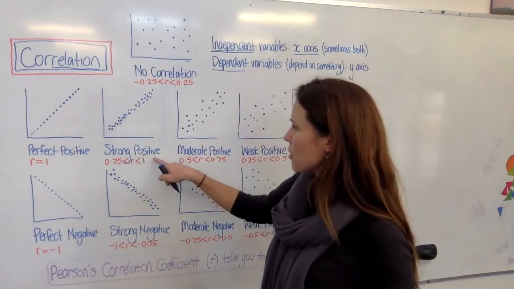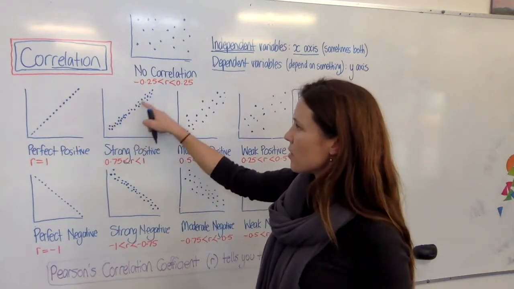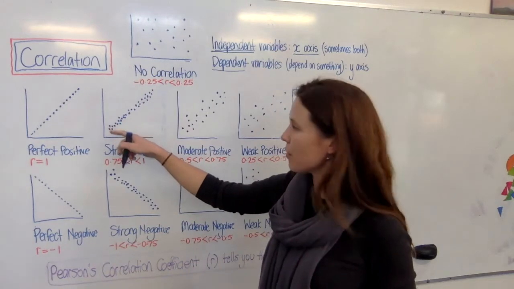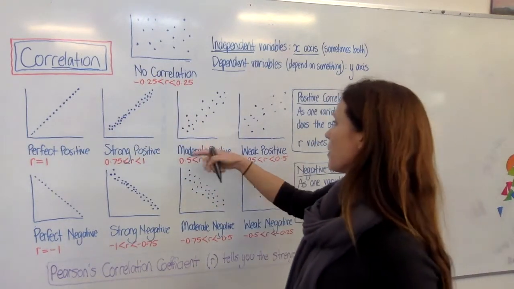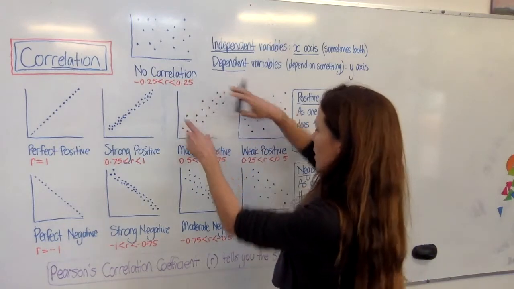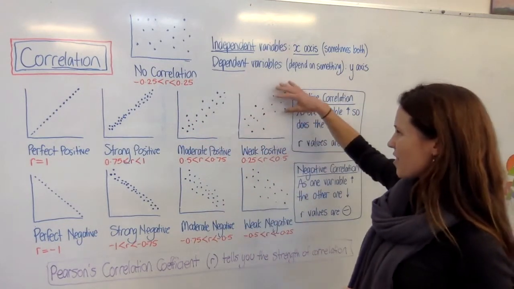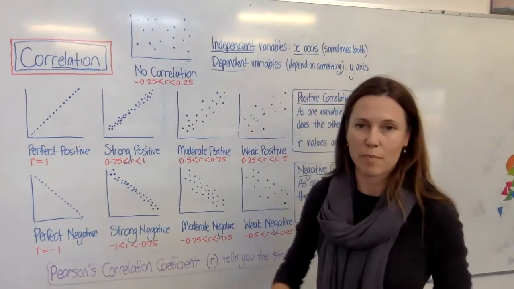A strong positive correlation means that the data is pretty tightly grouped. It's not perfect, but there's a really tight cluster there. And then a moderate correlation will be a little bit more spread out. And a weak correlation is there, but obviously a lot more spread out.